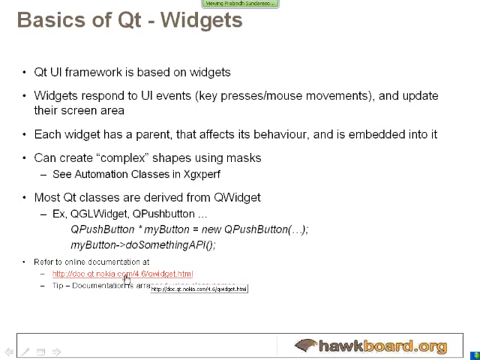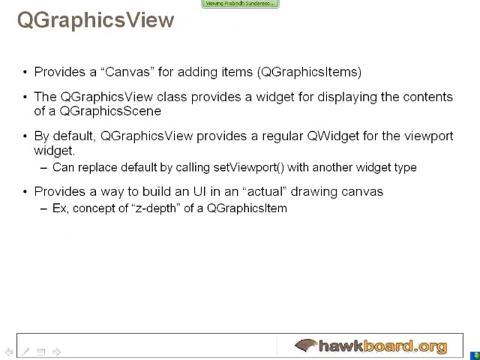doc.qt.nokia.com is the standard web link, and 4.6 is the Qt version, and QWidget is the name of the class. So if there is another class that you want help on, you just replace it with another name.